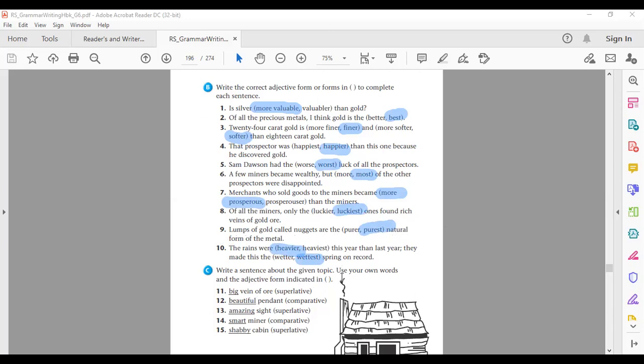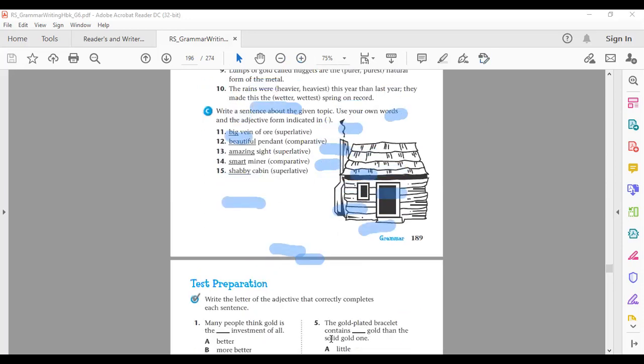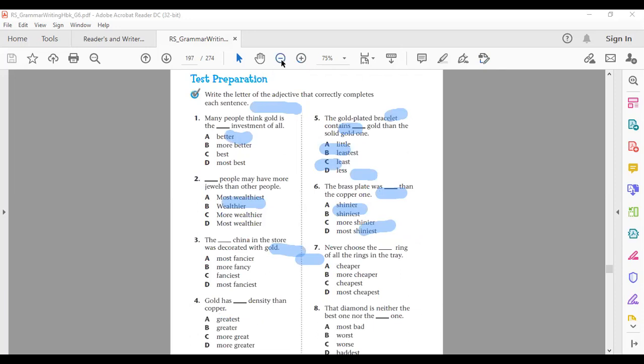Number C. Write a sentence about the given topic. Use your own words and the adjective indicated in the brackets. Big. Miss, can you do 11? Biggest. Very good. To become more beautiful. It will become most amazing. And then we have smart. It will become smarter. Shabby, it will become shabbiest. Happy, with changing the Y to IER, happier.